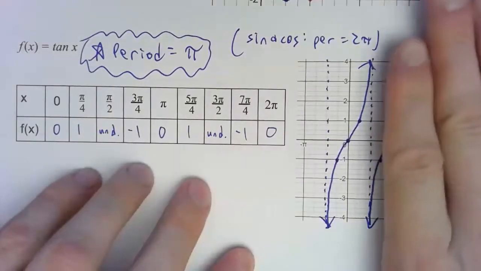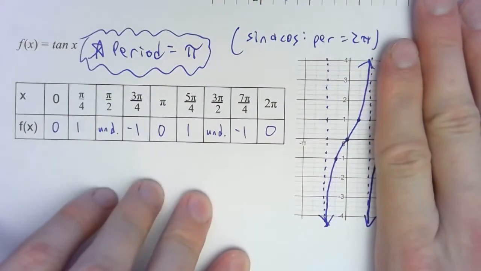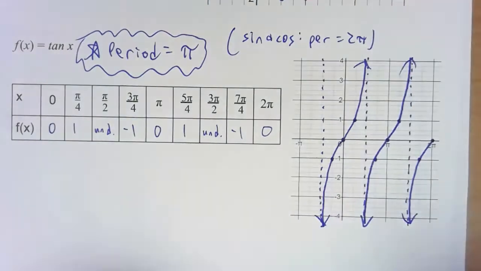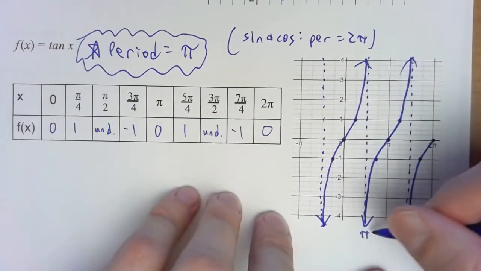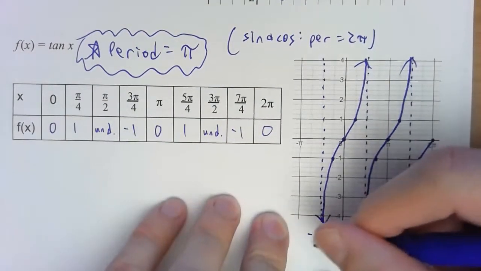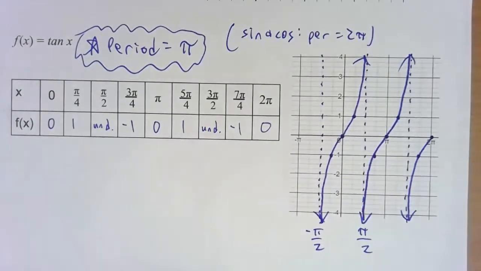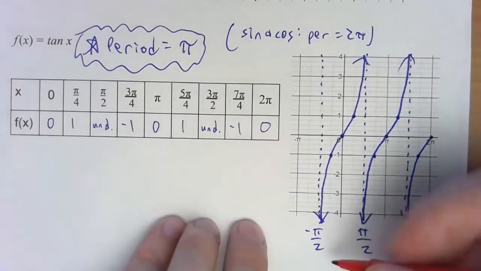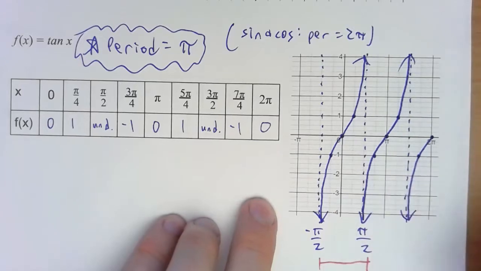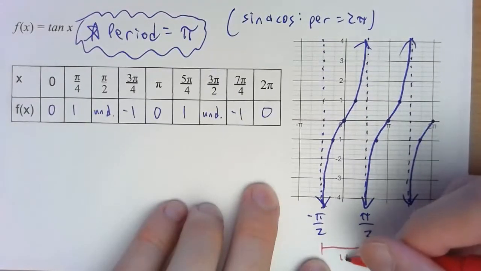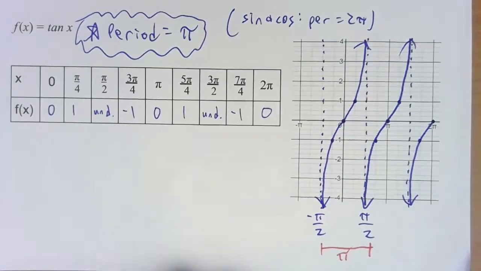And so what we usually do is we look at this as one period of the graph. So we have vertical asymptotes at pi over 2 and negative pi over 2. And so the distance from one asymptote to the other is a distance of pi. Right? Now this is something else people will get confused on.